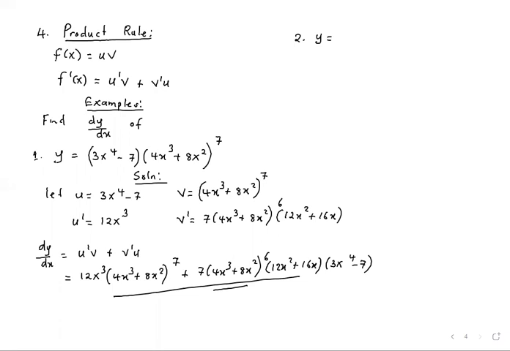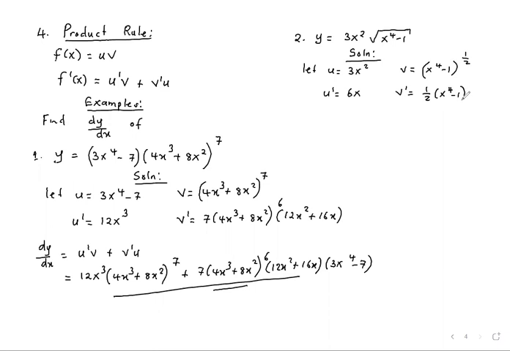So y is equal to 3x^2 multiplied by the root of x^4 - 1. Again, there's no way we can put those two together. So our solution will be letting u be 3x^2 and v be (x^4 - 1)^(1/2), so that u prime becomes 6x, v prime becomes half (x^4 - 1)^(1/2 - 1) multiplied by 4x^3 minus 0.